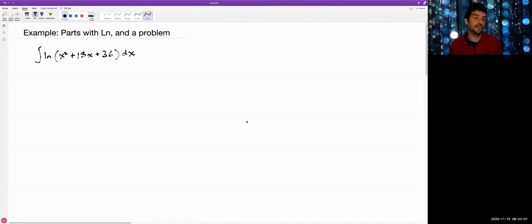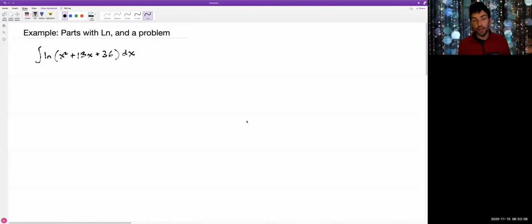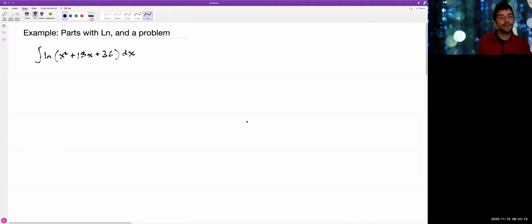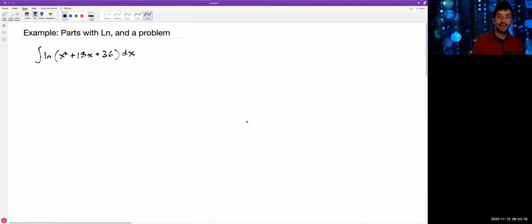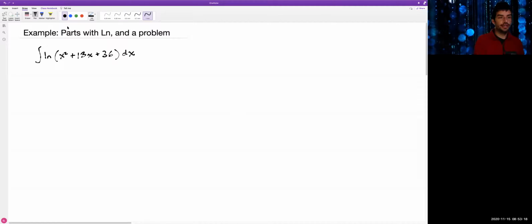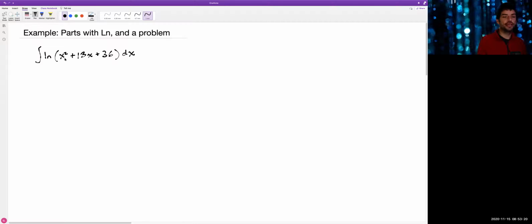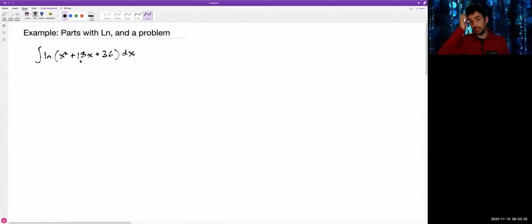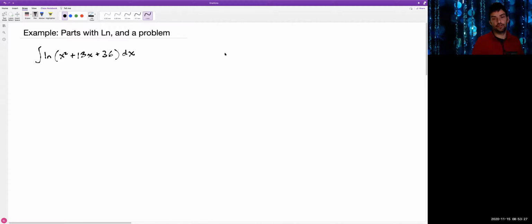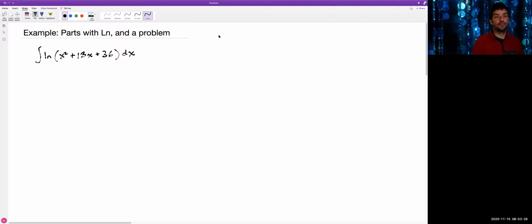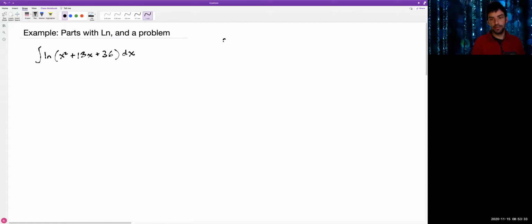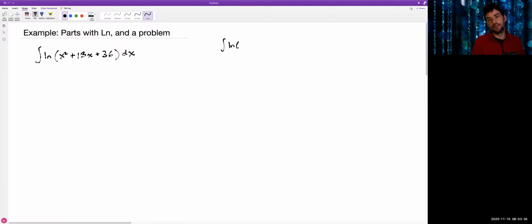There's a few interesting things that show up in this problem. So let's first just approach it in the most, I think, straightforward way, and then discuss where a little problem arises. And I want to do a little bit of pre-work. We've got a natural log. We're going to have to do an antiderivative of natural log somewhere in this. So I'm going to remind myself by computing the antiderivative of the natural log of x.